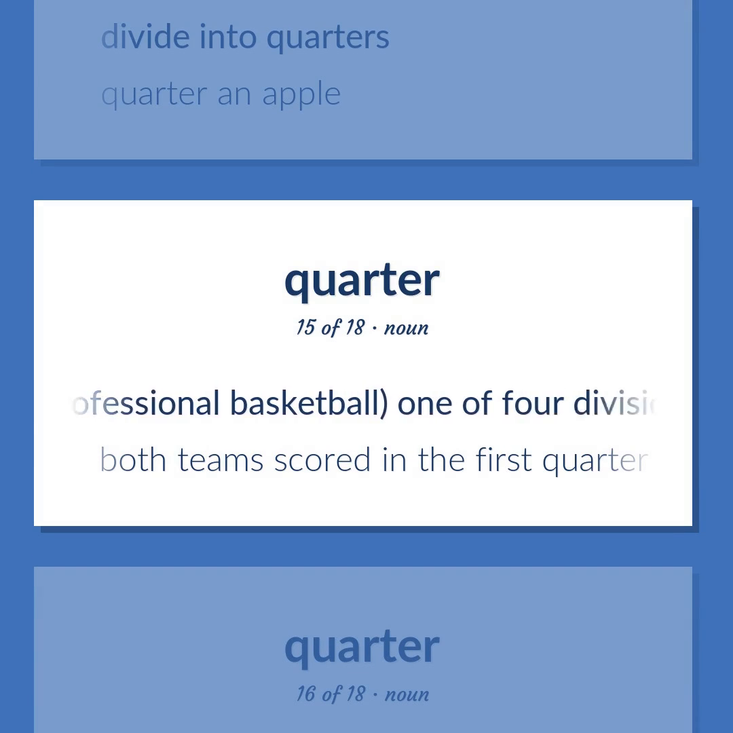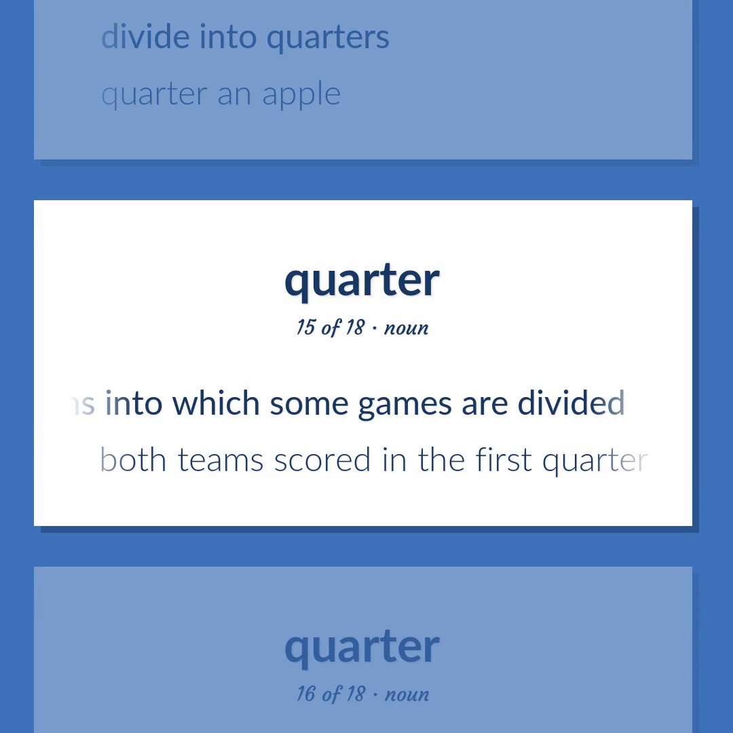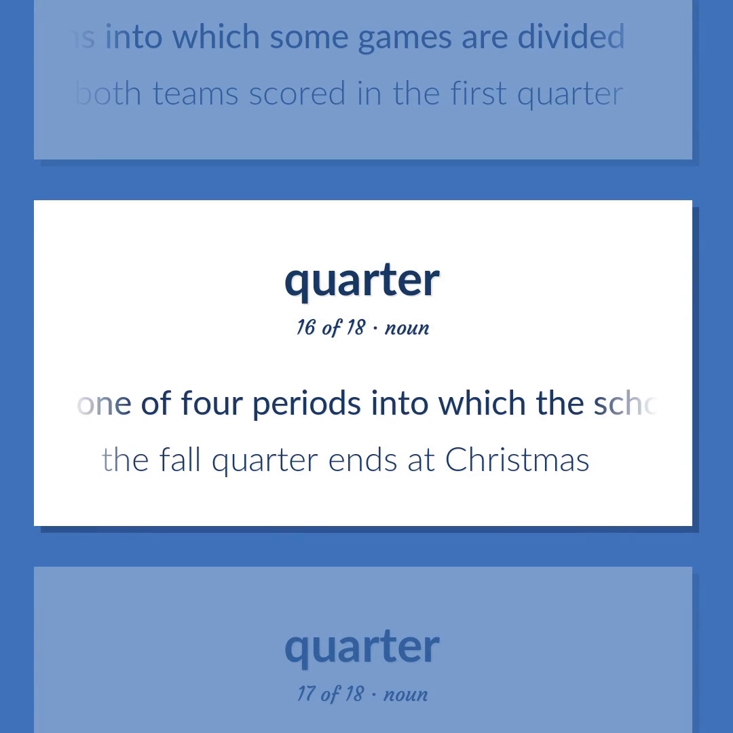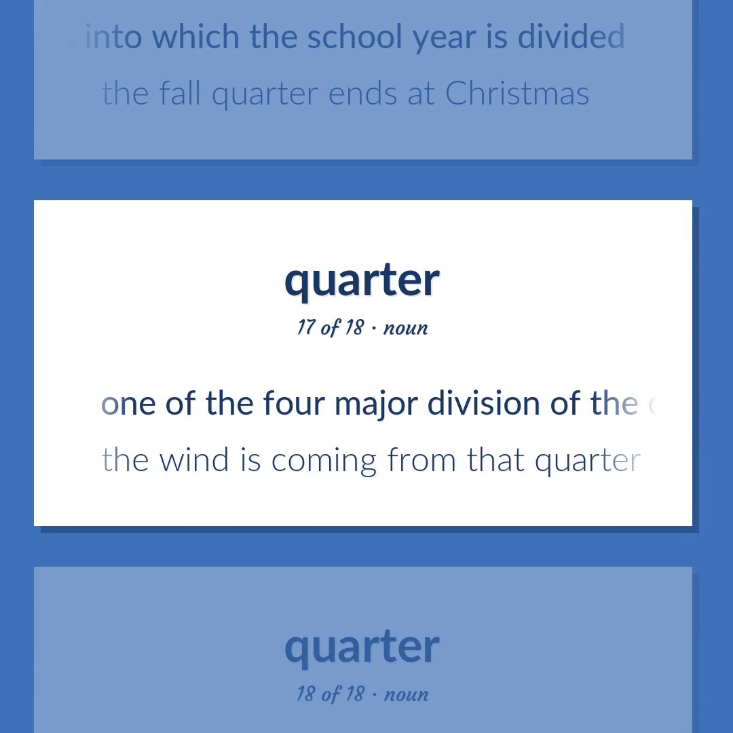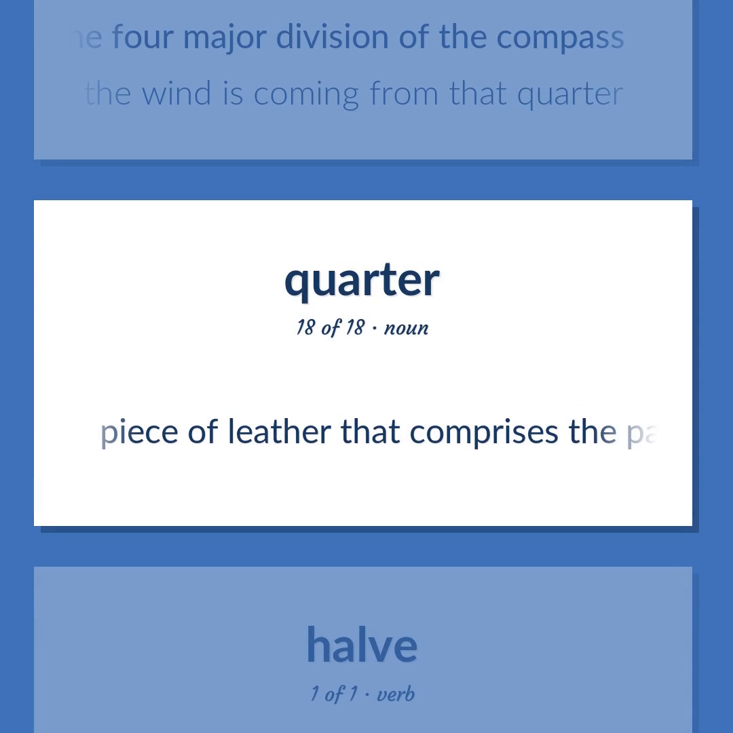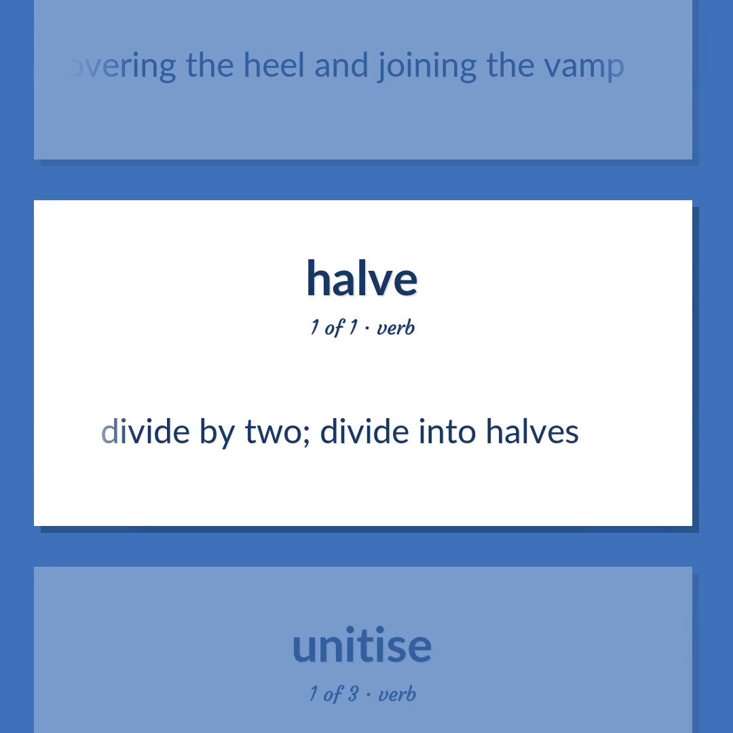Football, professional basketball: one of 4 divisions into which some games are divided. Both teams scored in the first quarter. One of 4 periods into which the school year is divided. The fall quarter ends at Christmas. One of the 4 major divisions of the compass. The wind is coming from that quarter. Piece of leather that comprises the part of a shoe or boot covering the heel and joining the vamp. Divide by 2. Divide into halves.